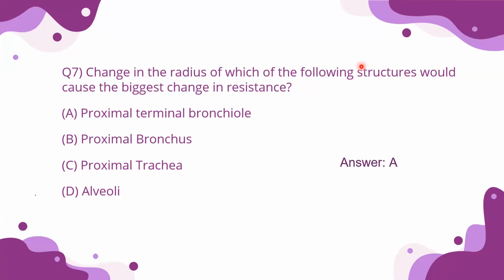So the answer here actually is A. Remember we talked about the terminal bronchioles and the trachea. In the generation of terminal bronchioles, you have 30,000 terminal bronchioles, and you add the radius of all of these. So it comes out to be more than that of the trachea, correct? So resistance is less in the terminal bronchioles as compared to the trachea. You can apply the same concept here: you have more bronchioles than bronchi, more bronchi than trachea.